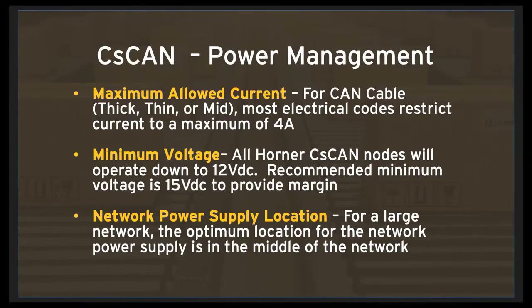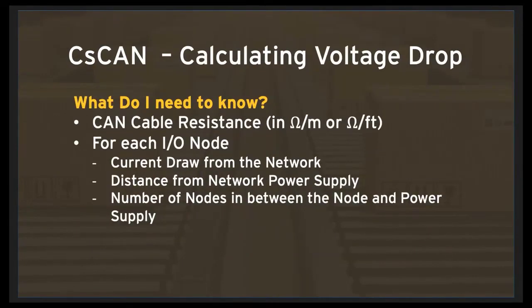And then you won't violate the 4 amp requirement. It'll also help with voltage drop. Again, in a large application, it's the optimum scenario. So, how do we calculate voltage drop and current drop?